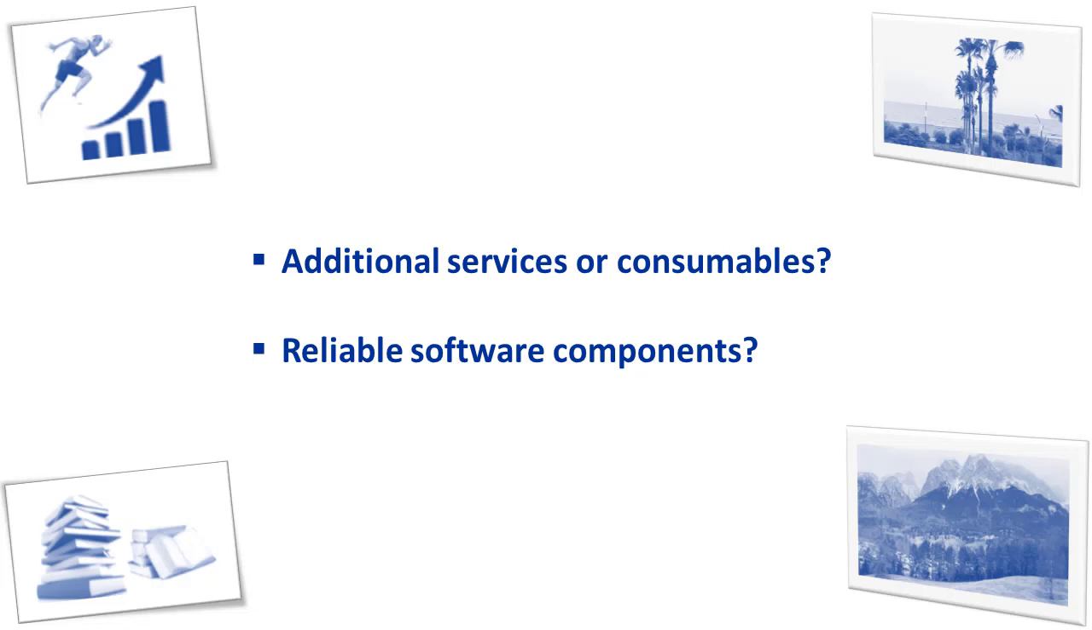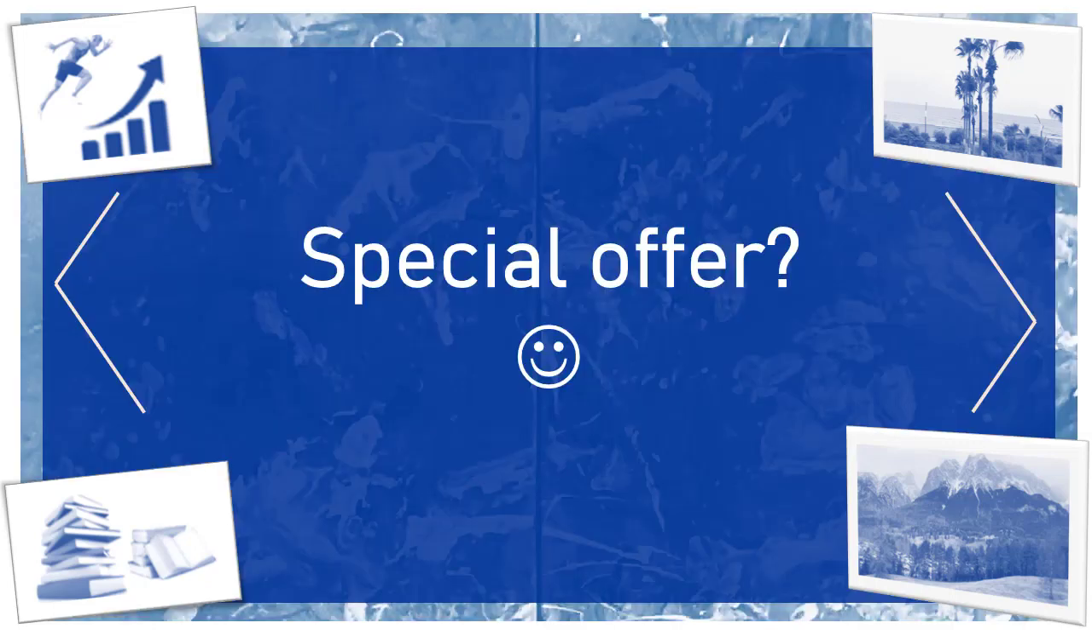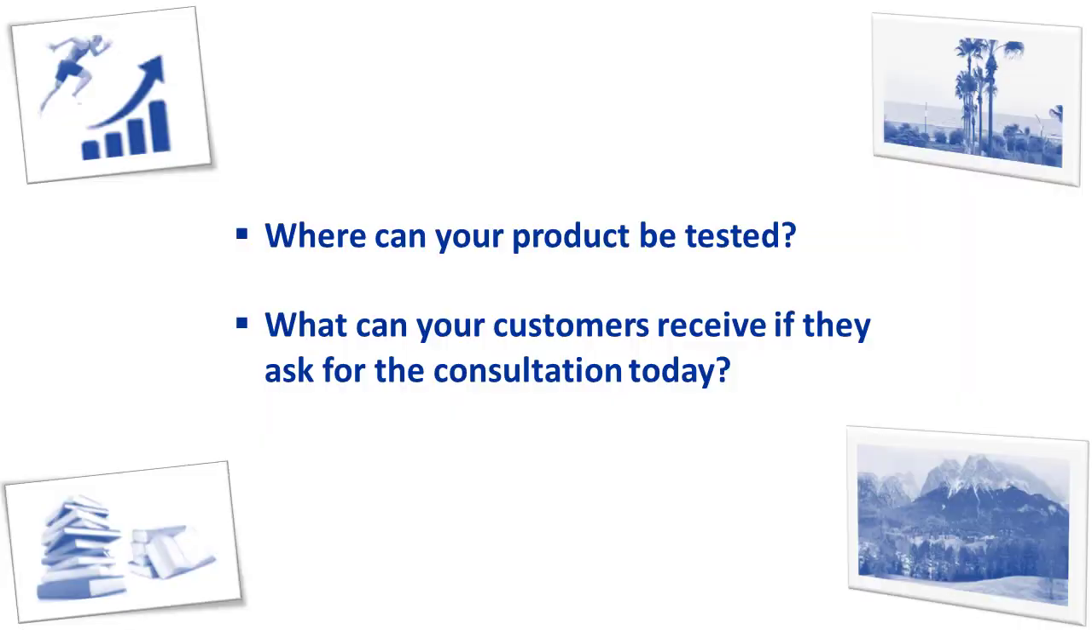And here is a product message component to polish your offer. What comes with your product? Additional services or consumables, reliable software components. And in some cases, you can add a call to action to your message. For example, where can your product be tested? What can your customers receive if they ask for the consultation today?